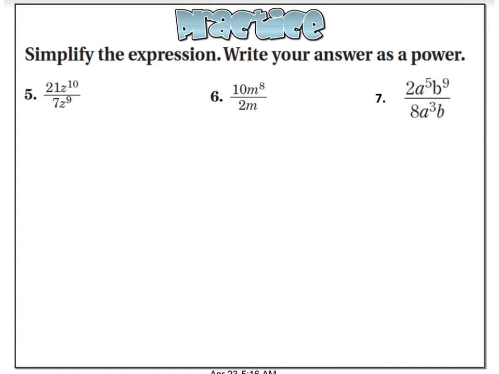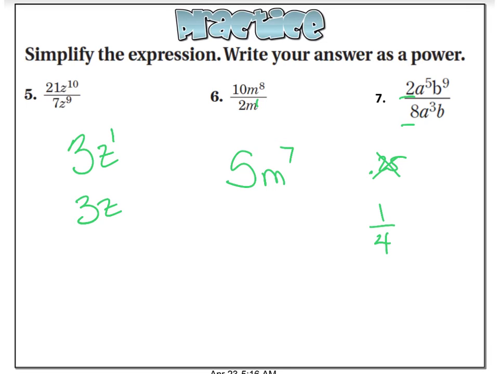So 21 divided by 7 is 3. Z to the 10th minus 9, so z to the power of 1, or just plain 3z. 10 divided by 2 is 5. 8 minus 1 is 7. 2 divided by 8. This is a tricky one. 2 divided by 8 gives us 25/100ths, but because we're in a fraction, I'm going to leave it as 1/4. So I'm basically simplifying it. Now, 5 minus 3 is 2. 9 minus 1 is 8.